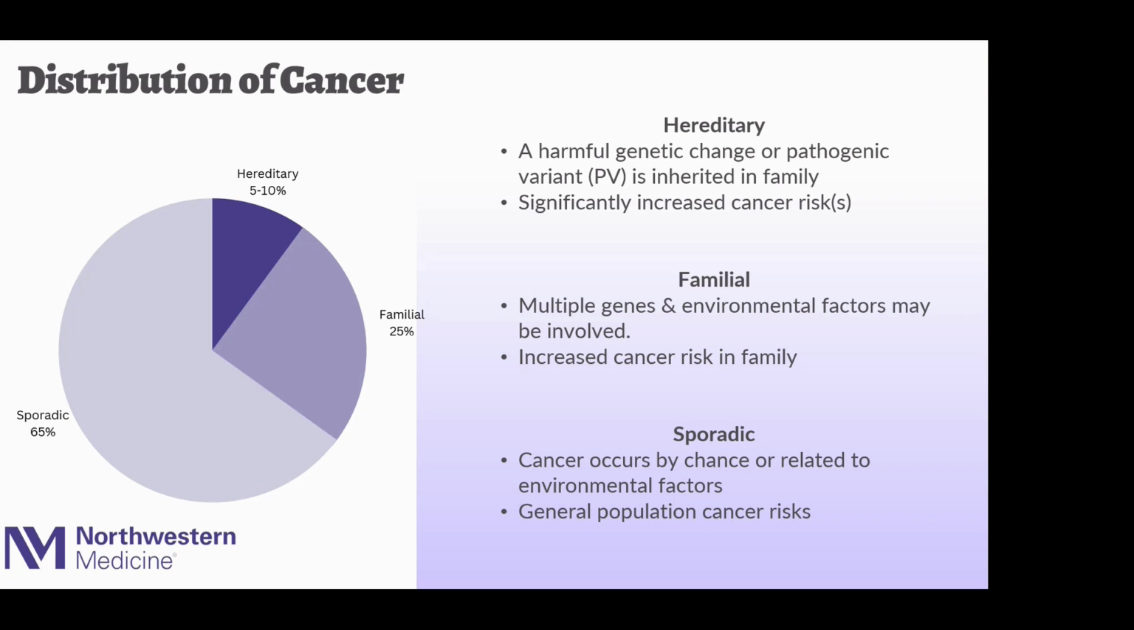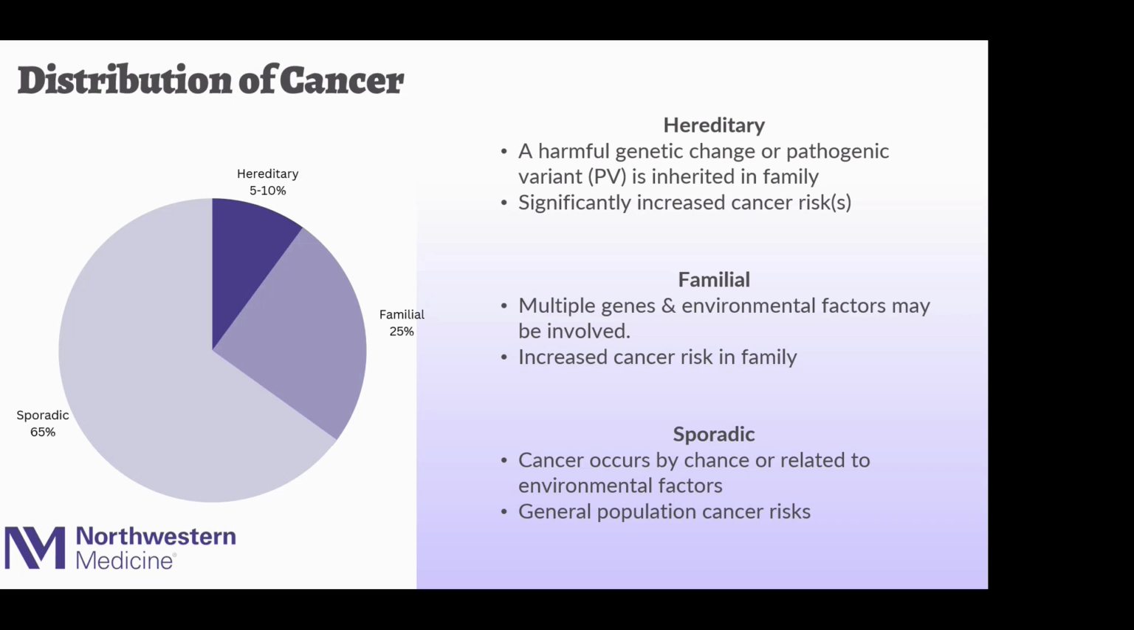The majority of cancer is actually sporadic. So cancer that's just caused by chance, that can be caused by lifestyle, environmental factors, and that's why there are general population cancer risks. So I share with patients that 1 out of 8 women will develop breast cancer at some point in their lifetime just due to chance. So that's about 12.5%. And we have those general population screenings that are put in place for women because of those sporadic risks. So the mammograms that women typically have.